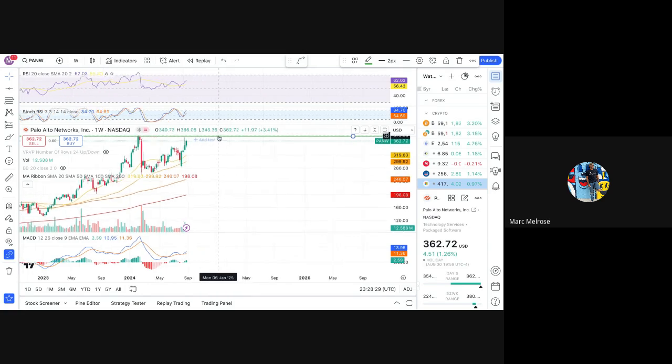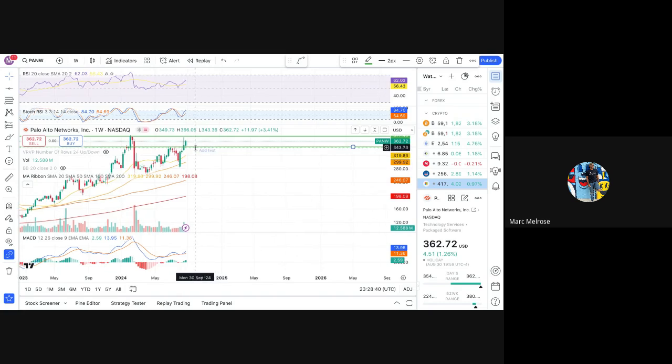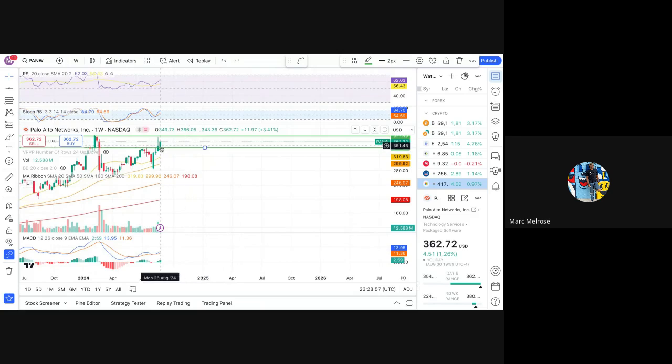Now, if it rejects this area, because the price is at about 360 now, the first place it's going to come and try to test is here at about 345. We see previously we've had testing in this area. We also had testing in this area as well, to where it treated this as its resistance ceiling. So now it could be treating this 345 level as its floor, as its support. And we see the last week it was treating this area as its floor.